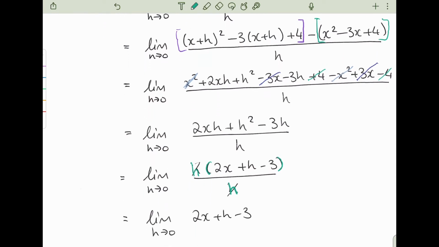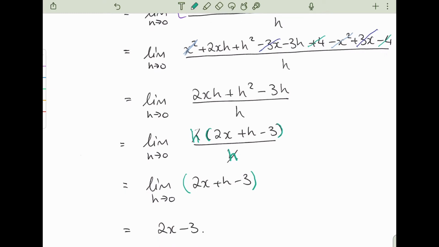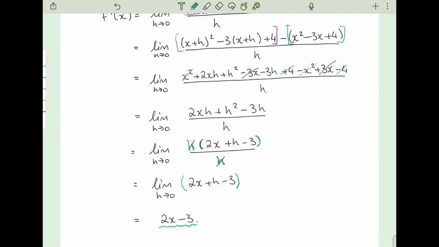Now we're left with this expression, which has no more 0 factor. And we can plug in h equal to 0. And keep in mind that the limit is about h, so it's h that is going to 0, not x. In this case, we treat x as a constant number. Just plug in 0 into h. And the answer we get is 2x minus 3. So the derivative of this function is 2x minus 3.